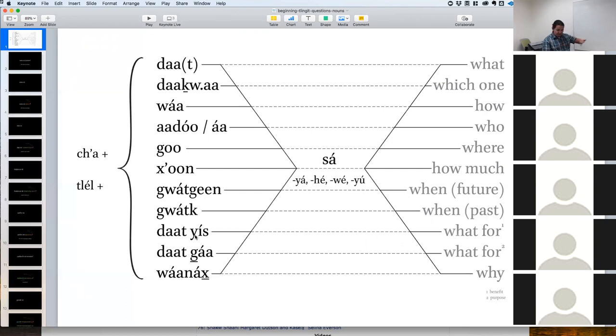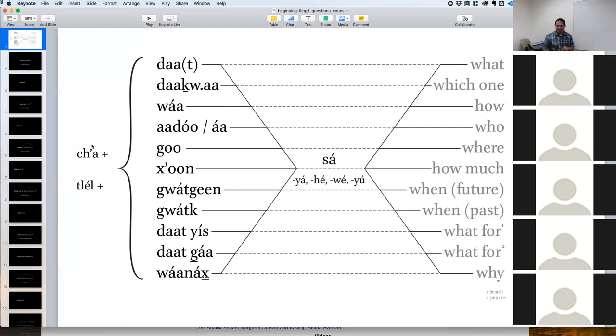And then the last one is just a straight why. Wanaksa. And then as we sort of learn more Tlingit, you'll start seeing how to put these together with other things, right? Where is the bathroom? Why are you leaving? Why are you crying? Why'd you yell at me? You know, we're going to a dark place.